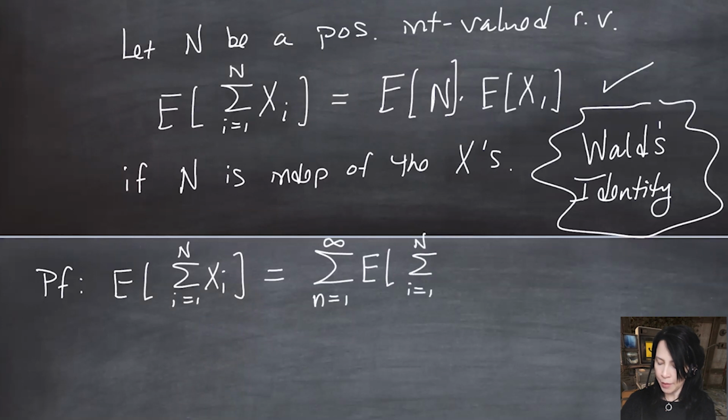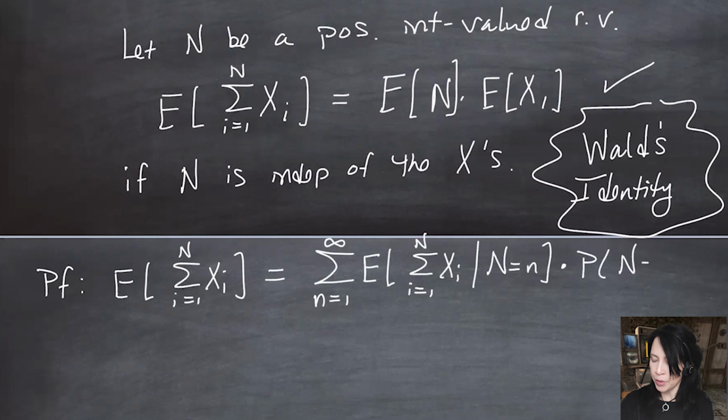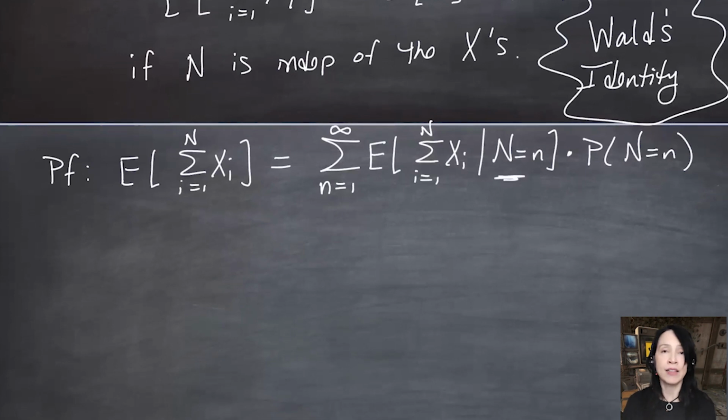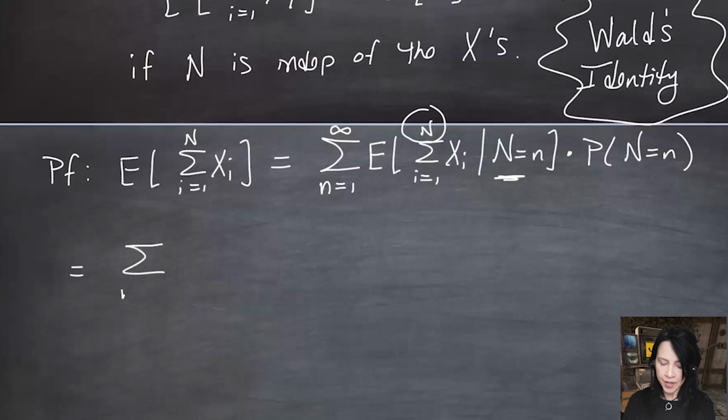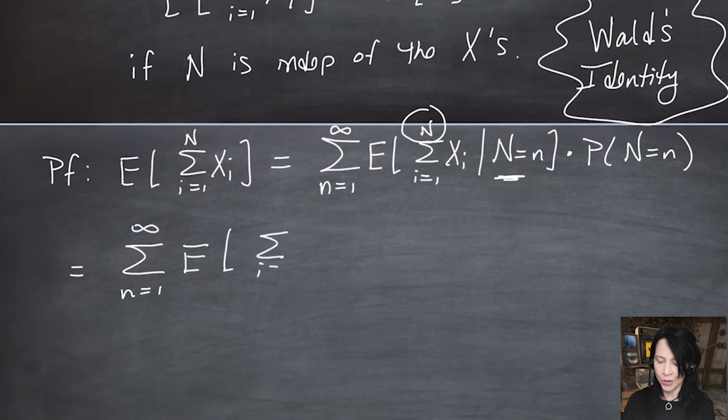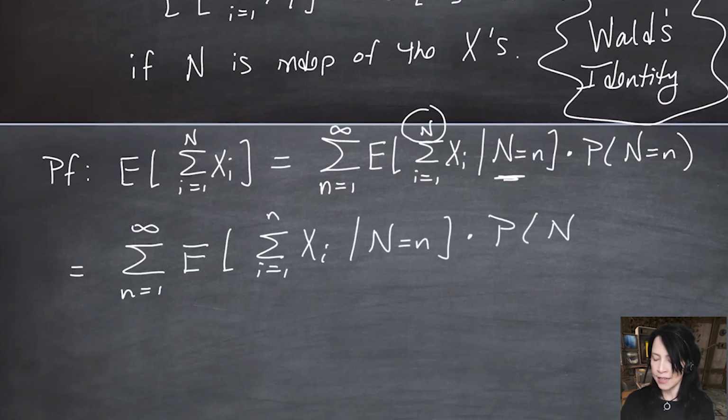I'm going to get the expected value of this quantity, the sum as i goes from 1 to capital N of Xi, conditional on N being a fixed value, little n, and we're going to multiply by the probability that N equals little n. So here we're computing this expectation by conditioning on the value of N. The next thing I'm going to do is use the fact that capital N equals little n, and plug that in here. So now I have the sum as n goes from 1 to infinity of the expected value of the sum as i goes from 1 to little n of Xi, given N equals n, times the probability that N equals n.